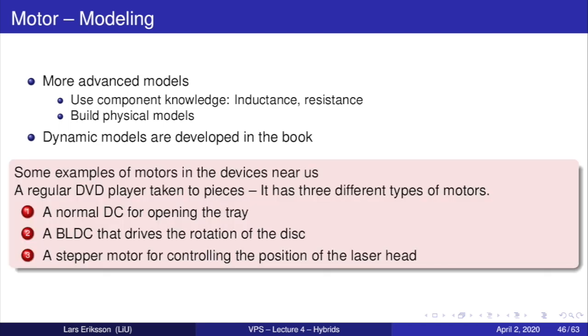To give you some examples of motors that you find in devices near us, for example, a regular DVD player, when you take it to pieces you can find that it has three different types of motors. You have one normal DC motor, like the racetrack, that is used to open the tray. That one is selected because it has no precision requirement and efficiency is not important, so the simplest possible technology is used. Then there's a BLDC motor that drives the rotation of the disc. This one is higher performance, it has to rotate with a quite high angular velocity. Finally, there's a stepper motor that controls the positioning of the laser head.